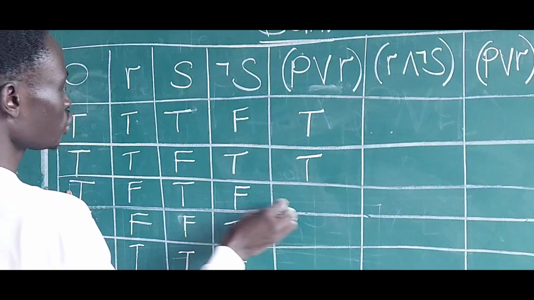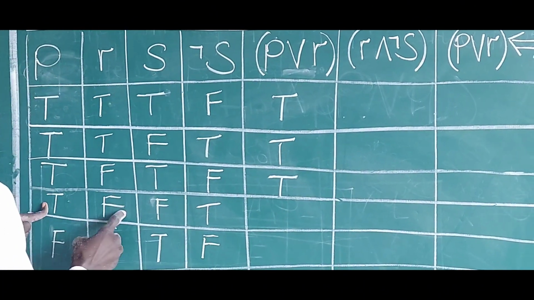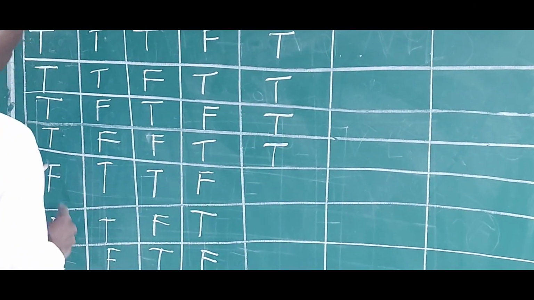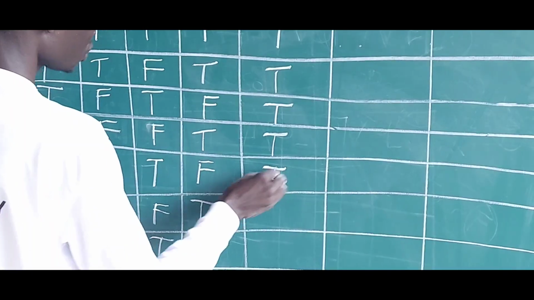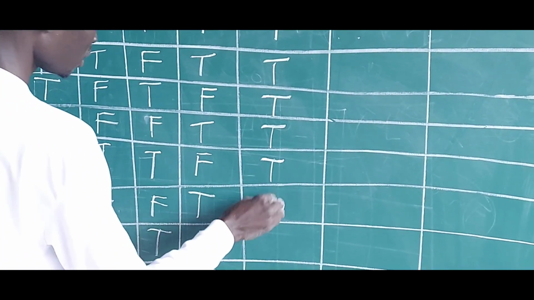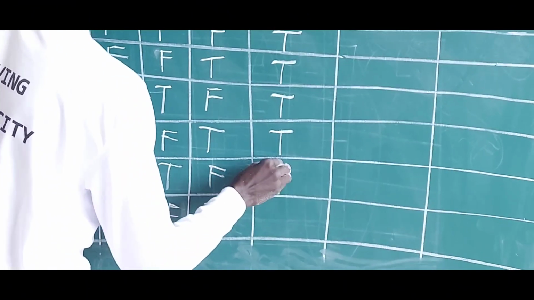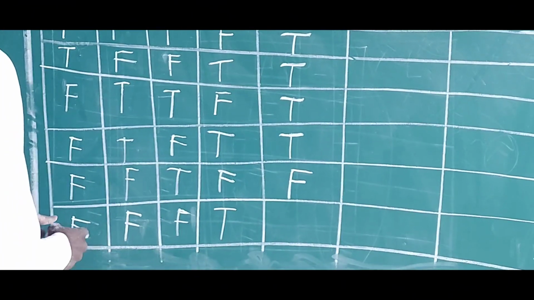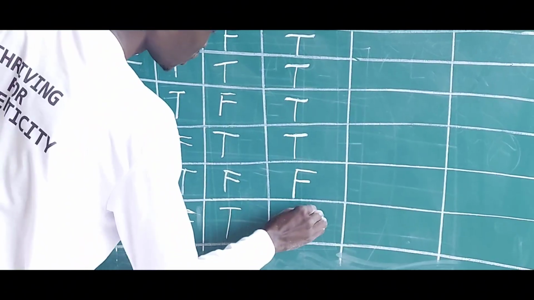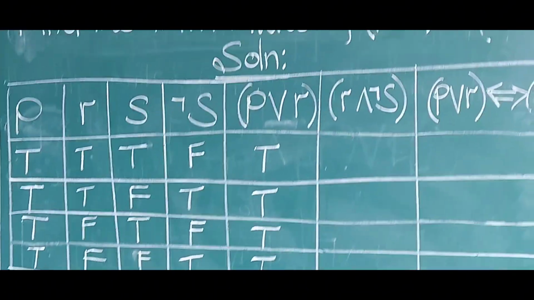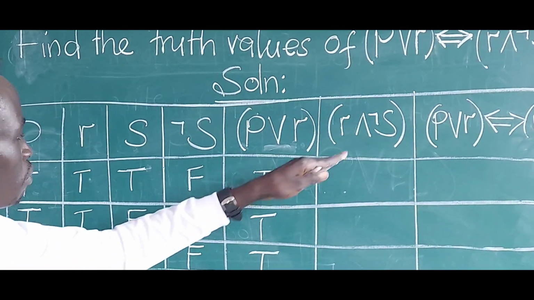We having true false, it will be true. We having true false, it will be true. We having false true, it will be true. We having false true, it will be true. We having false false, it will be false. We having false false, it will be false. Okay. Now let us solve this.